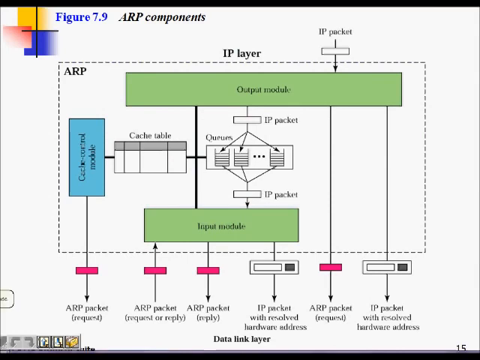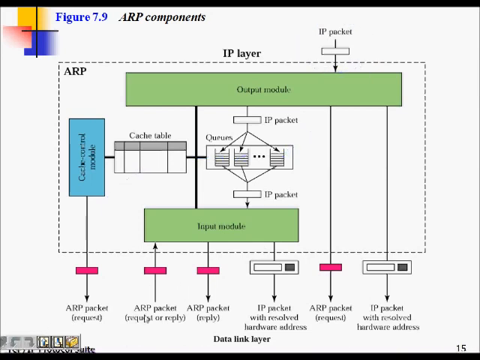The IP packet comes to the IP layer, then there is an output module. Now the IP packet goes to these different queues, and these queues are for different MAC addresses. If I'm sending to MAC address 1, it will be in Q1. If I'm sending to MAC address 5, it will be in Q5, and then all the IP packets are forwarded. This is the cache table. I can receive an ARP request, and I can also get an ARP reply. So let's try to see it with questions.